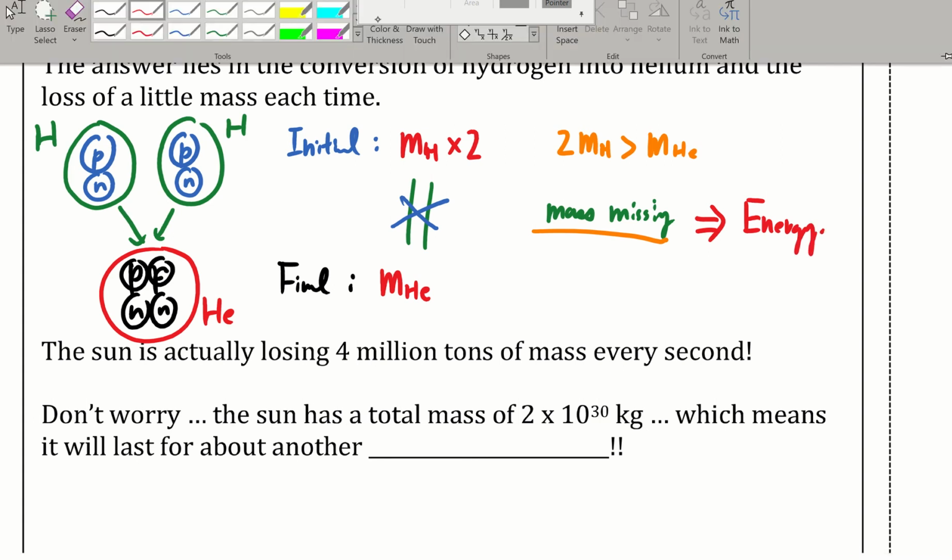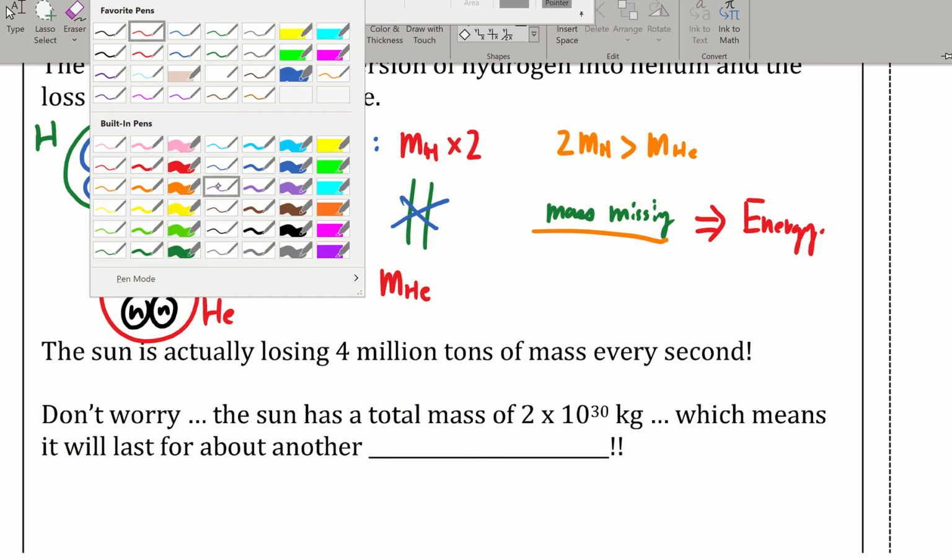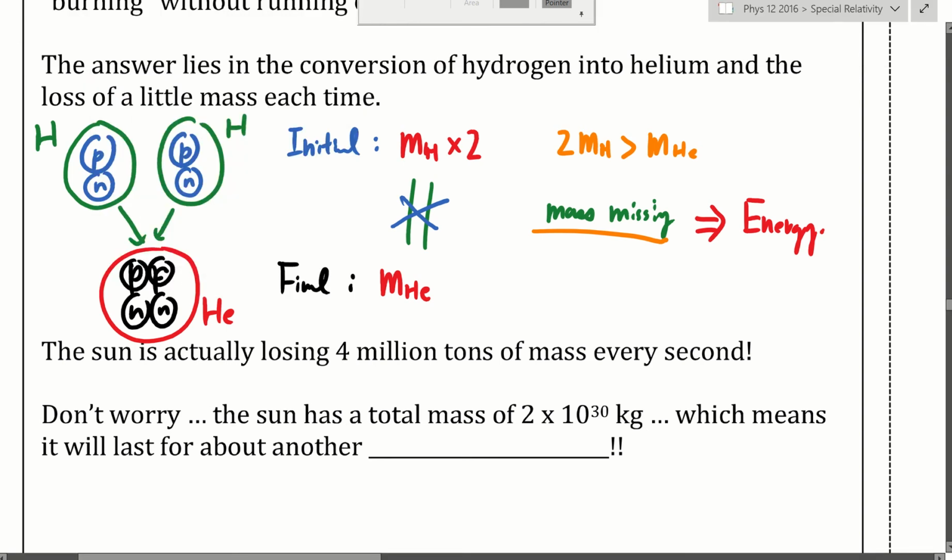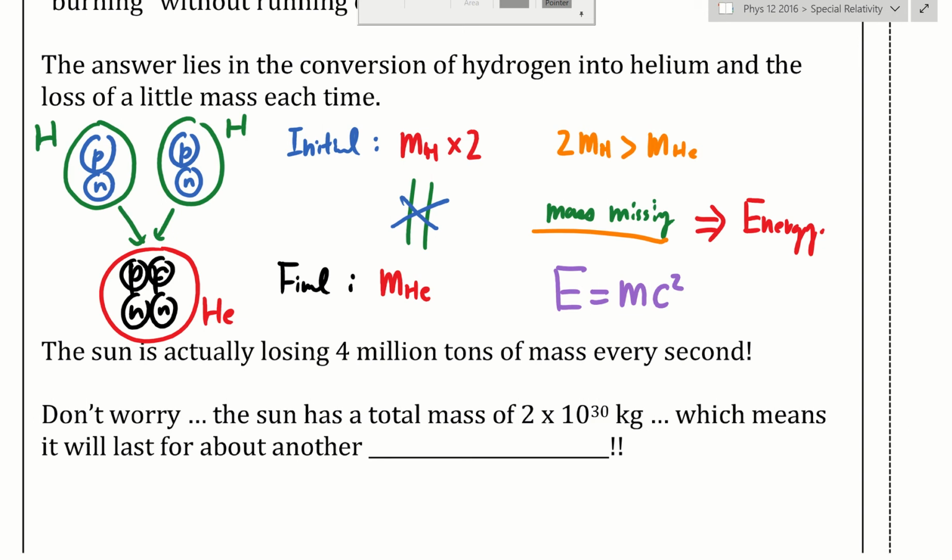Now, how much energy are we talking about? Let's say 1% of the mass is missing. That 1% of the mass per helium is converted into energy according to Einstein's E equals mc squared equation. So if you know how much mass is missing, you just plug it into this equation and you can get how much energy you're going to get from this reaction. This is nuclear fusion. This is how the sun has been burning for the past 5 billion years.